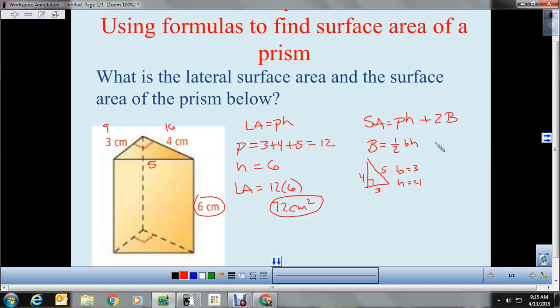So to find the area here, we're going to do 1/2 times 3 times 4, which gives us 12, and half of 12 is 6. So the area of the base is 6.